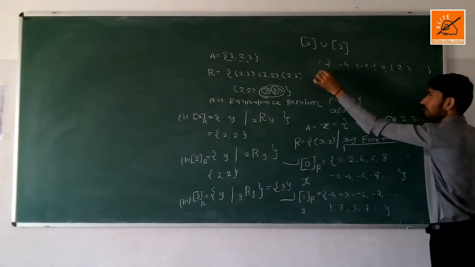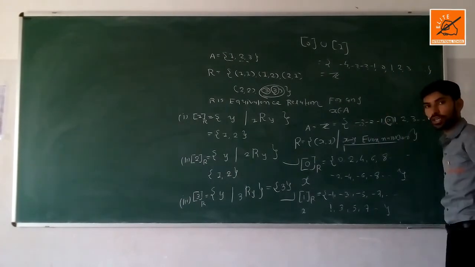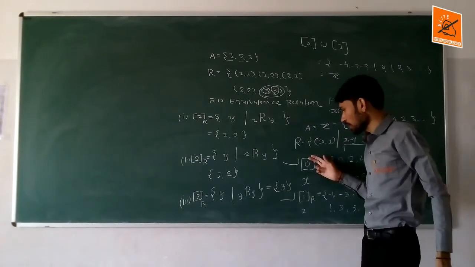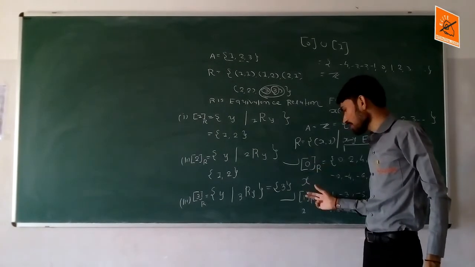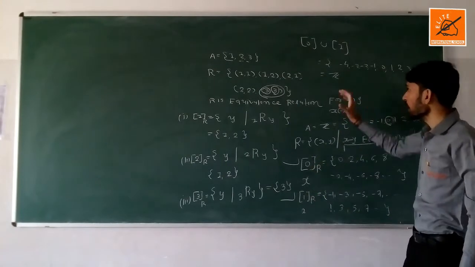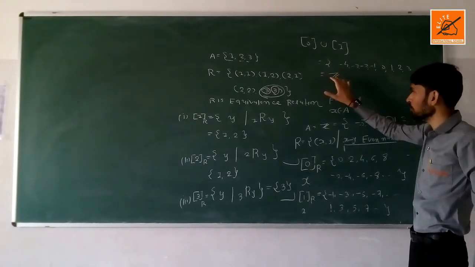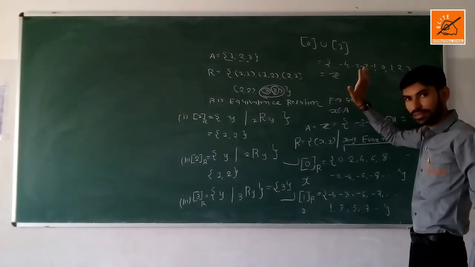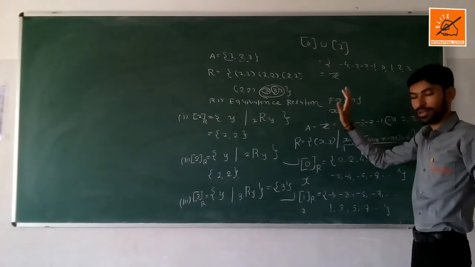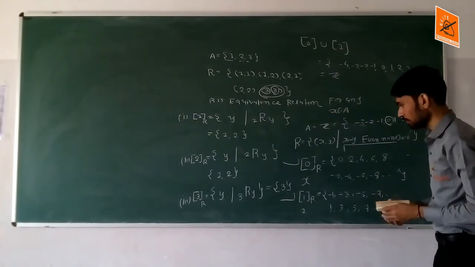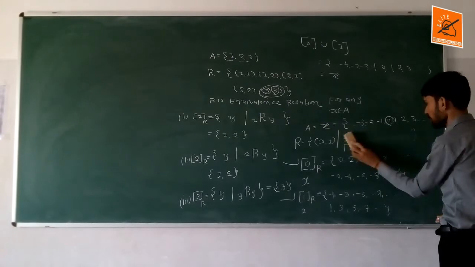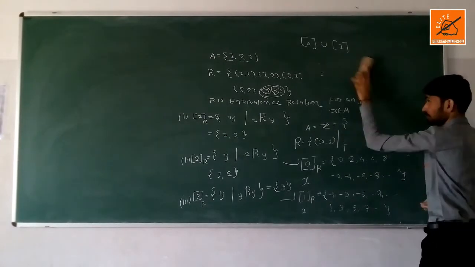So this is nothing but Z. So if we do the union of equivalence class 0 and equivalence class 1, we get our set of integers Z. So this is the topic of the equivalence class. Now we will first define the definition of equivalence class.